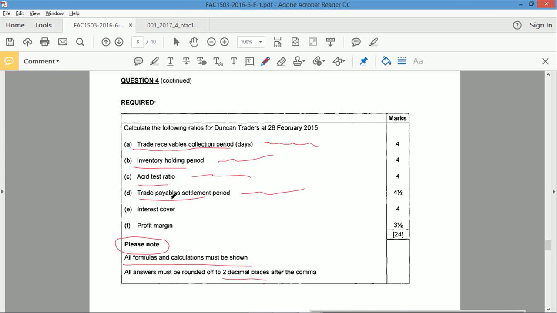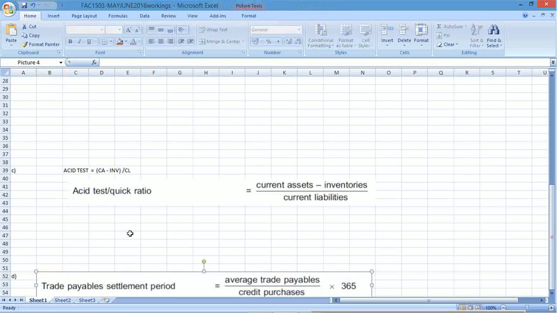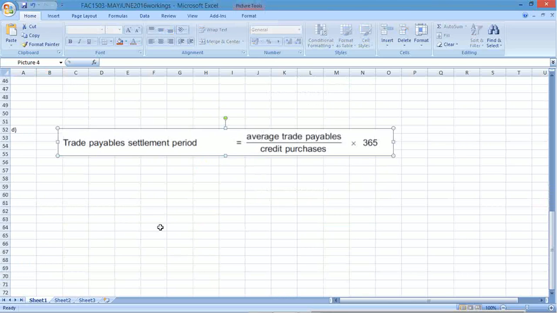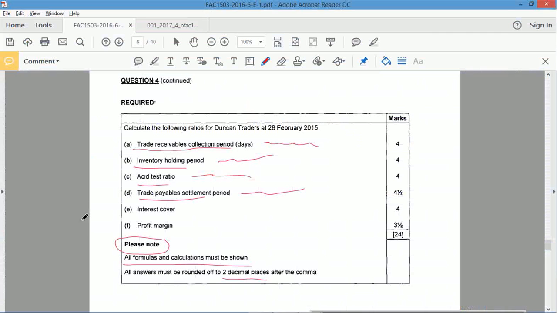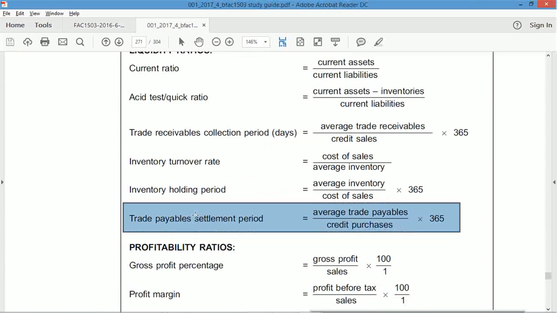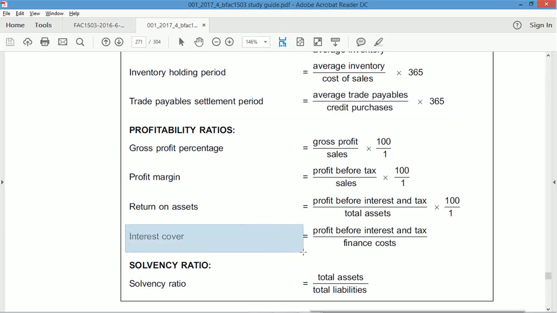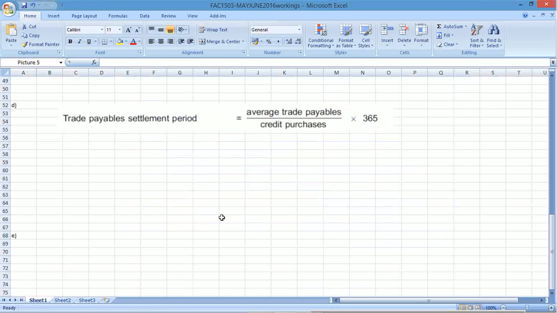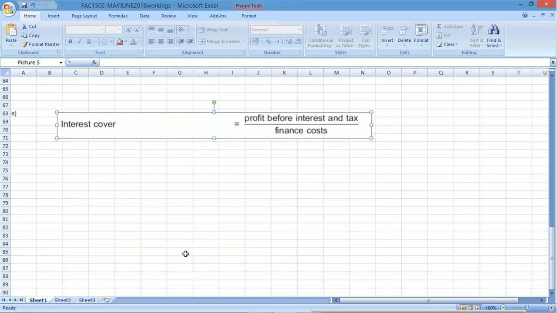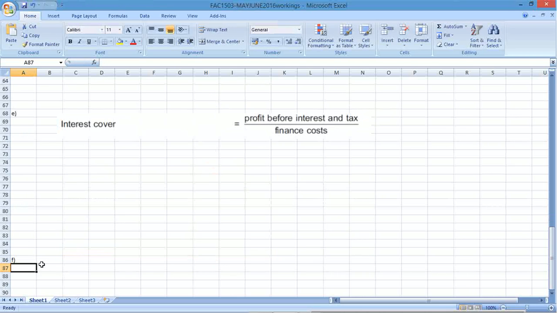What do they want in D? Oh, the settlement period. I just need to paste the equation. There it is. Now we've got D, leave space, do E. Go back to the question paper. E wants the interest cover. So, what do they want? Profit before interest and tax over the finance costs. Write down my equation, and then they want one more ratio, F.